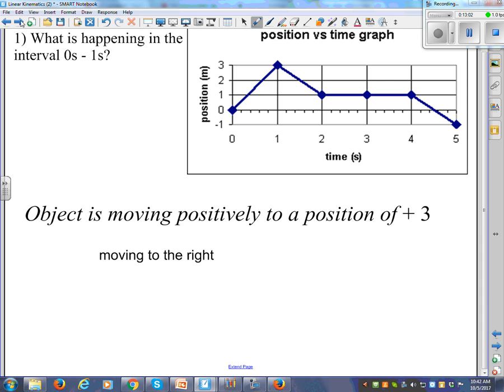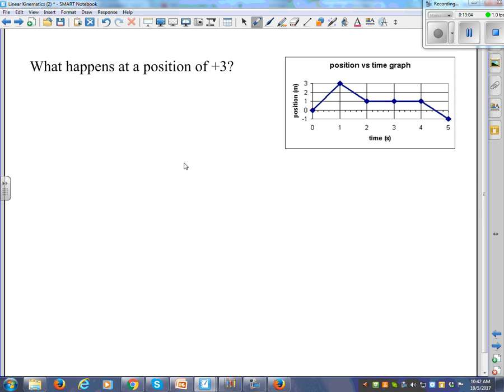Okay, so motion to the right. What's the next question going to be? What's happening at a position of +3? What happens? What happens at +3? Turn around, isn't it? Doesn't it turn around right there? Right? How can you tell it turns around? The slope changes, right?